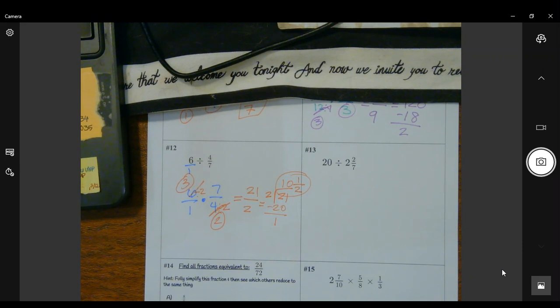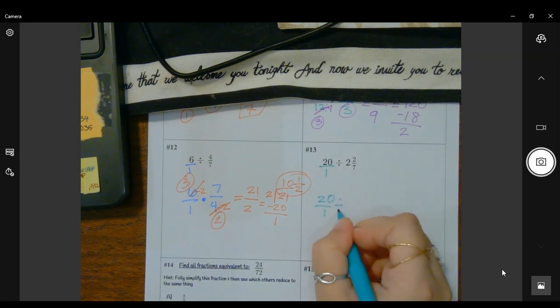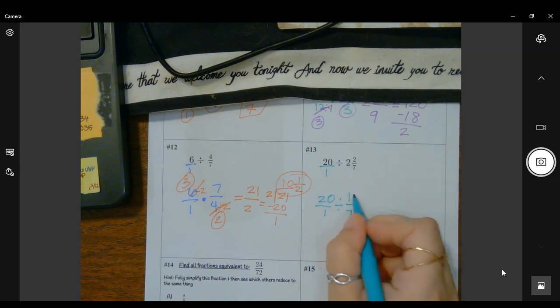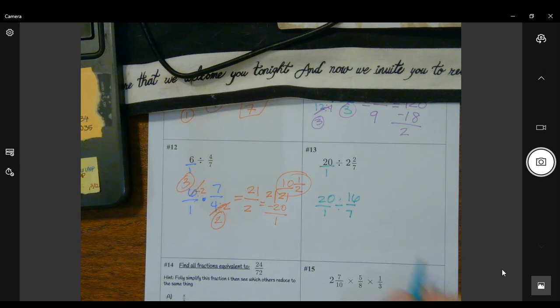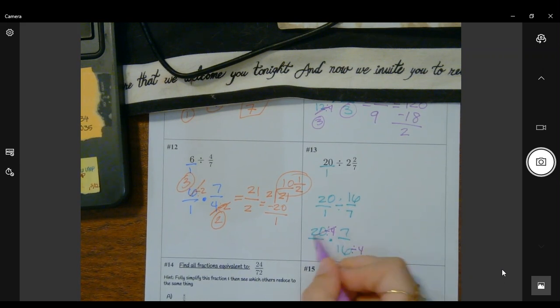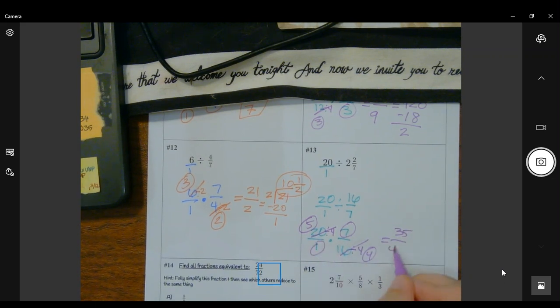Okay, last one of these types. Put that over 1, so that's 20 over 1, divided by, this guy is 7, 14 plus 2 is 16, but it's still a division problem. So I want to do keep, change, flip. Do you see anything that can cross cancel? Yeah, 4 can go into both of these. 20 divided by 4 is 5, and 16 divided by 4 is 4. When you multiply these across, you get 35 over 4.